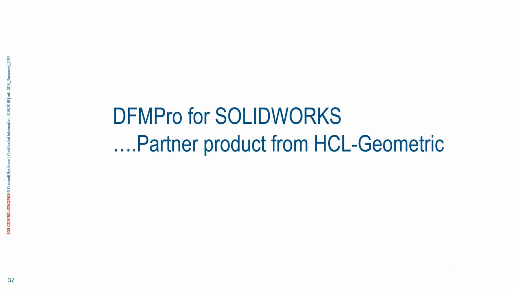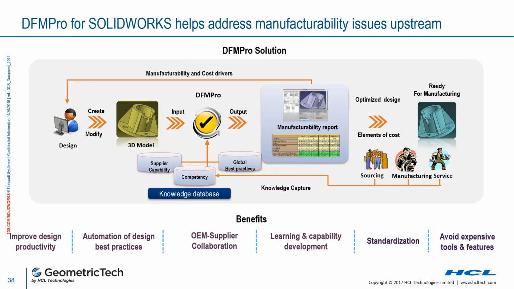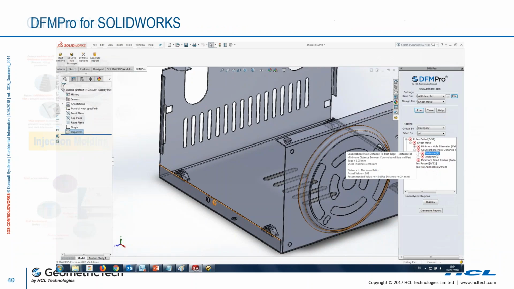Now, I want to highlight this bigger product. It's called DFM Professional for SOLIDWORKS, and it's a partner product. It's not from SOLIDWORKS, it's a solution partner. And this has more full-blown capabilities for supplier capabilities, your competence, your best practice. So you set up your rules in a knowledge database and apply them to your models and get some reports from that. And there are a lot of checks depending on what kind of manufacturing process you are using for producing your parts here. And there are some examples.